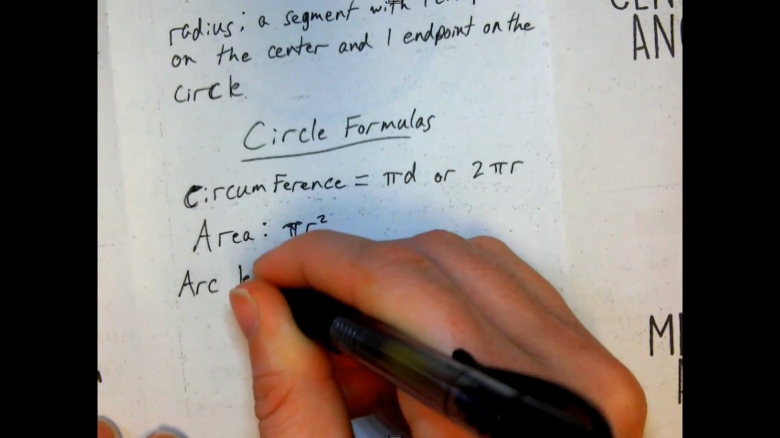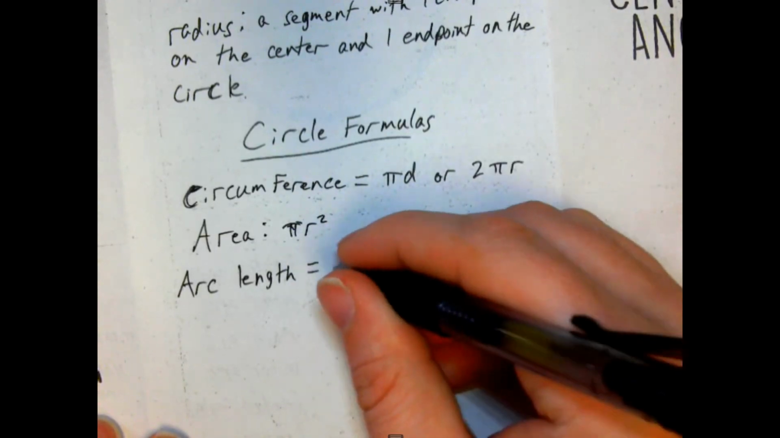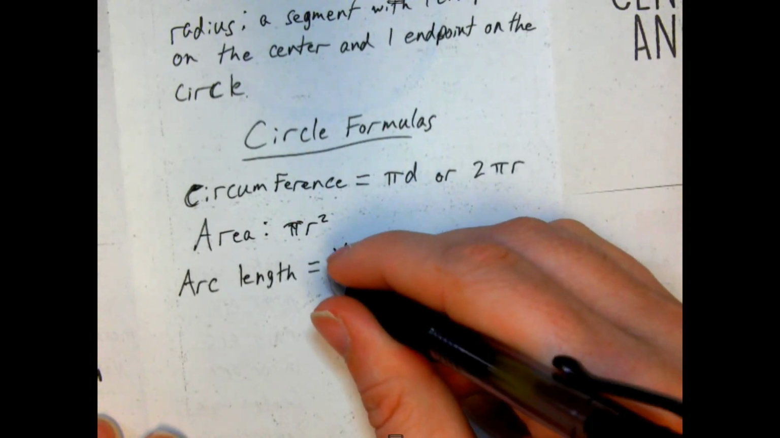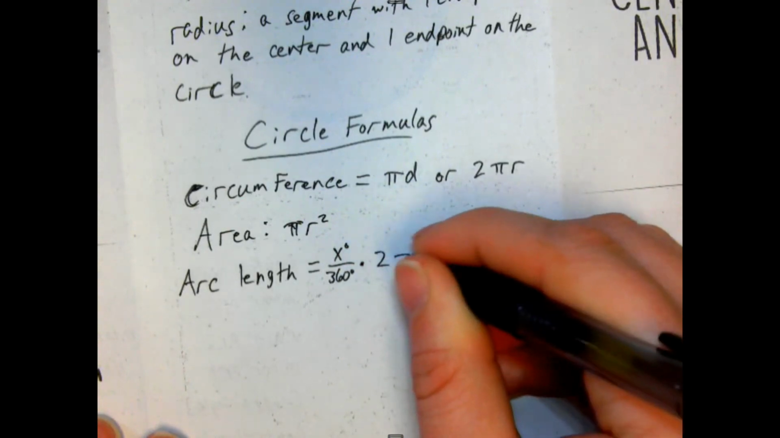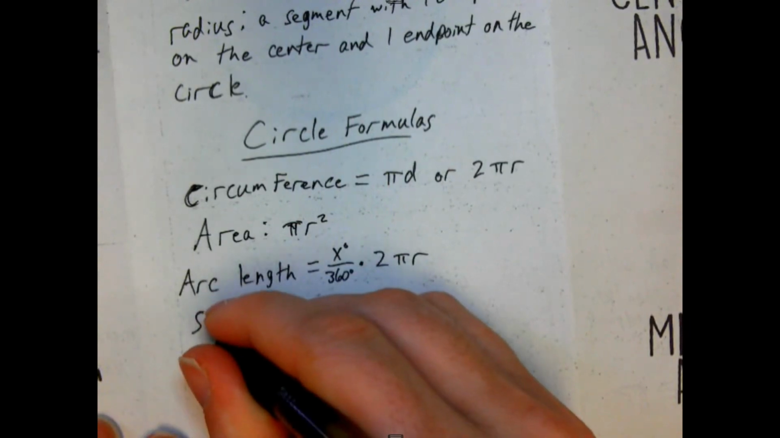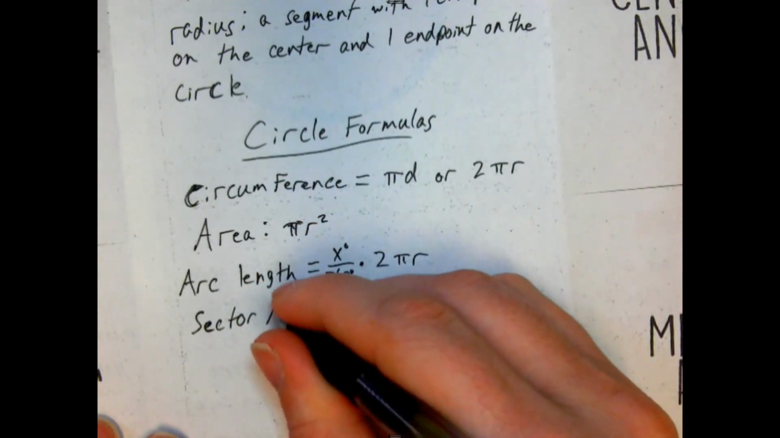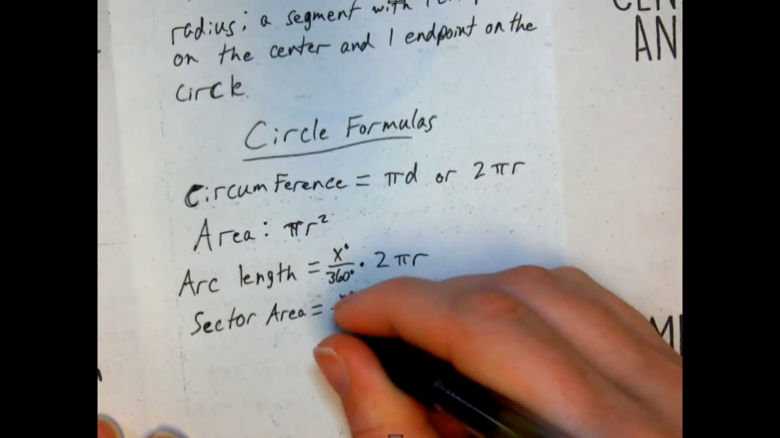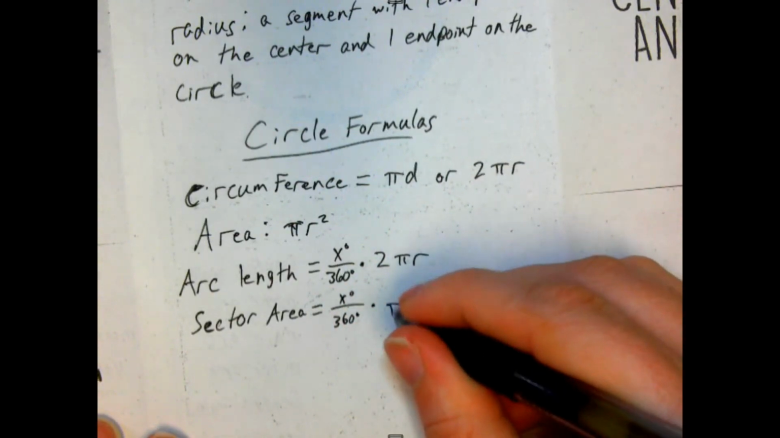An arc length, which we'll talk more about in a later lesson, is equal to x degrees over 360 times 2 pi r. And sector area, which again we will talk about later on, equals x degrees over 360 times pi r squared.